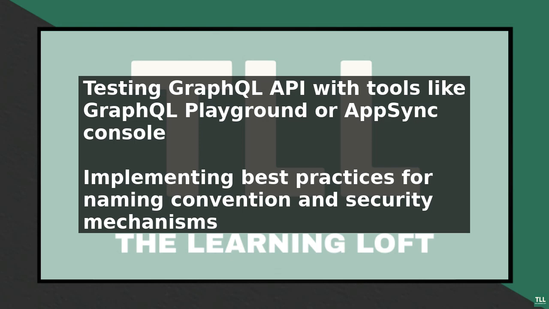Best practices for using AWS Amplify GraphQL API include using a clear and consistent naming convention, defining a robust and scalable schema, and implementing proper security and authentication mechanisms. You should also use a version control system to track changes to your schema and data source.